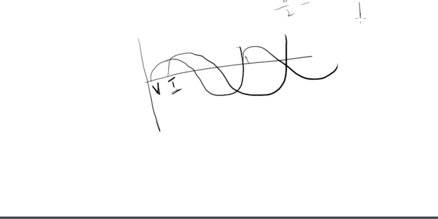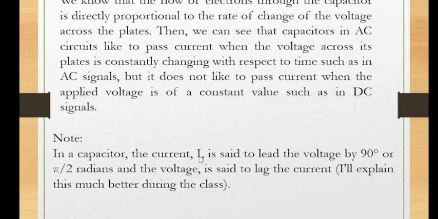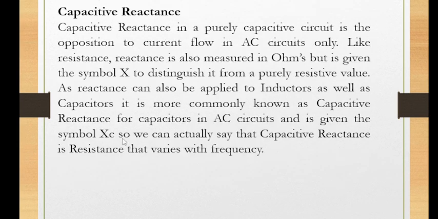Pi over 2, because we take pi in when we are talking about this sinusoidal wave. Pi is 180, so it's leading by 90 degrees, or what? Or pi over 2. So in a capacitor, the current I is said to lead the voltage by 90 degrees or by pi over 2 radians, and the voltage is said to lag the current. And so we can continue.